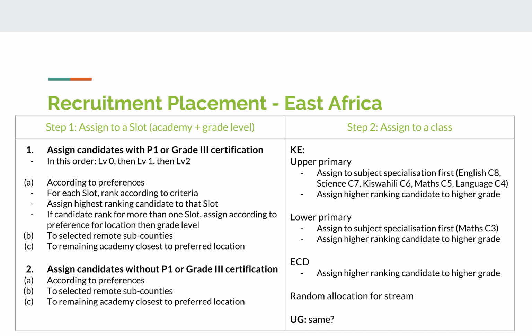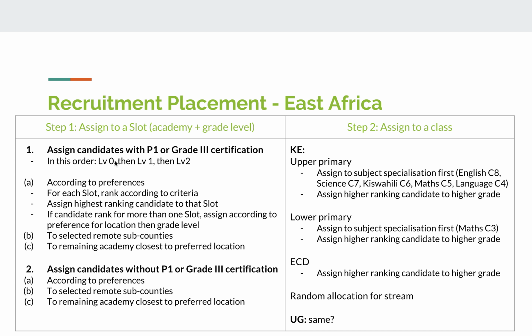So this is according to distance, and preferred location means that during the Google form they submitted, these are the preferences for the academies and sub-counties that they're willing to work in. They haven't been allocated there, but we will look at other academies which are close or closest to these locations and assign them accordingly. If different people are competing for the same academy, we look at the rankings and assign the higher ranking candidate to that academy.